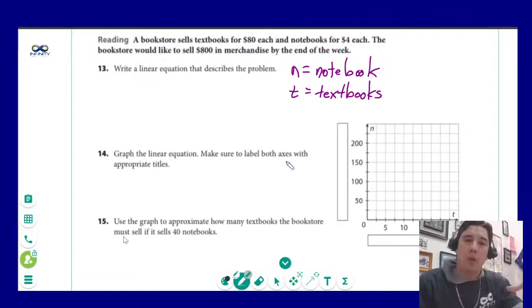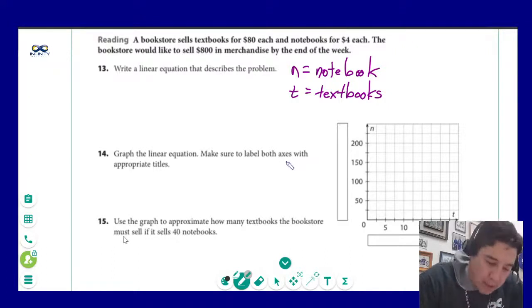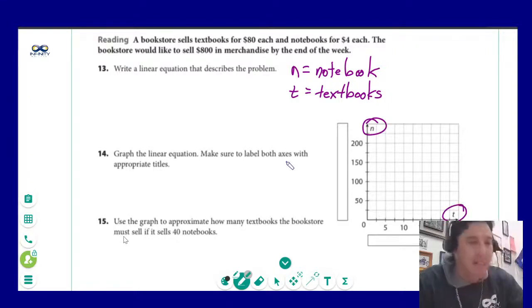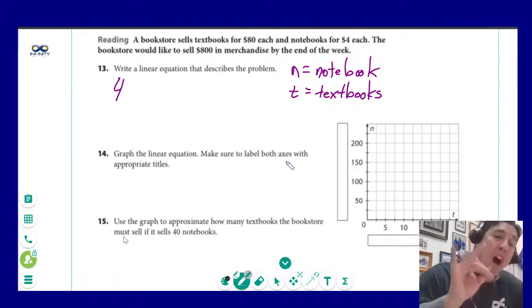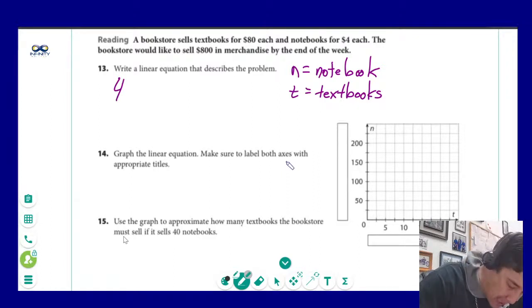I hope you all saw that right away, because these are the little things that make the question so easy to solve, just one step at a time. Noticing that N and that T. Very important. All right, so we need to get a total of $800. And we're going to charge $80 for a textbook and $4 for a notebook. So how much money am I going to get? I'm going to get $4 times how many notebooks I sell, right?